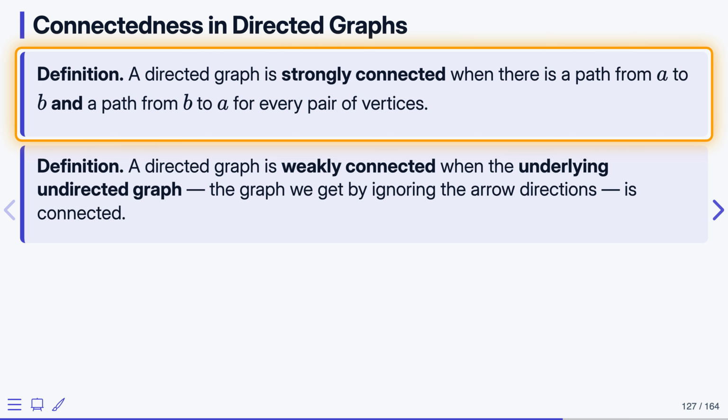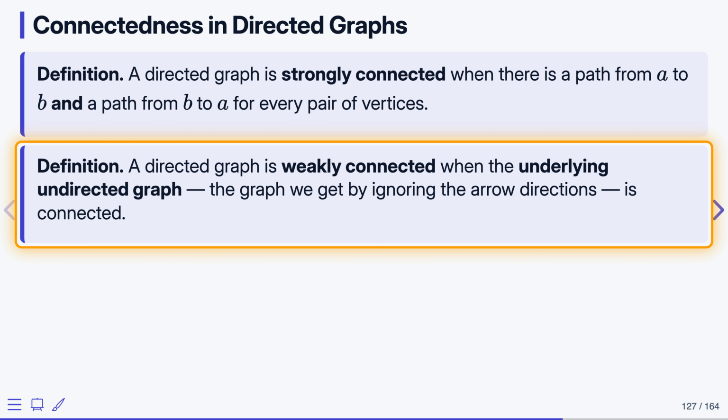Now let's add directions to the edges. Here we have 2 kinds of connectedness. The first kind is strong. A directed graph is strongly connected when you can travel from any vertex to any other vertex, and back again, always following the arrows. The second kind is weak.